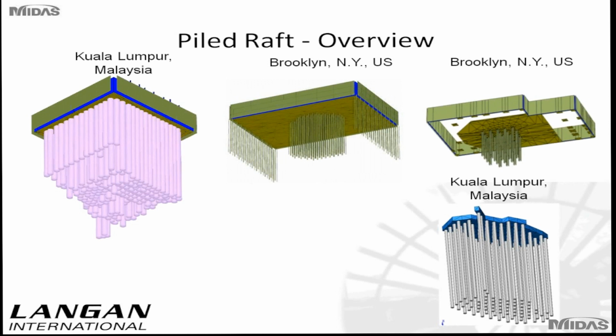These are some examples of pile-raft foundations of projects we have worked on. The two projects in the US, to the right, use piles under the raft in strategic locations to make the differential settlement smaller, whereas the two projects in Malaysia use piles under the entire area of the raft because the tower loads were too high to handle.